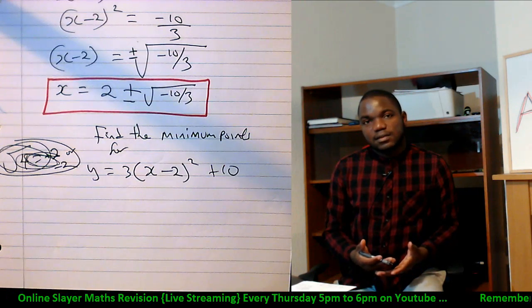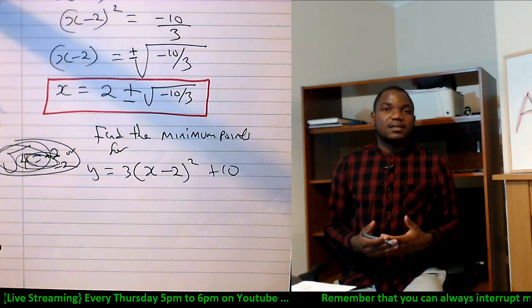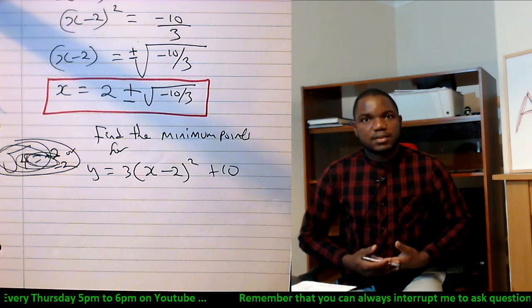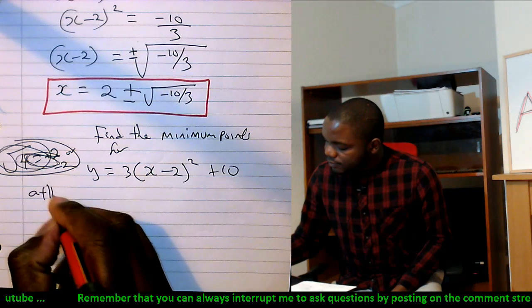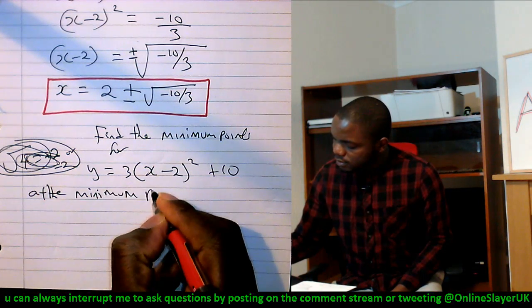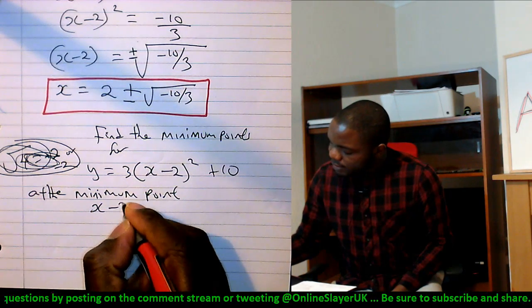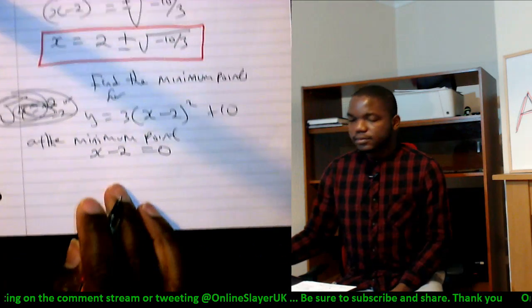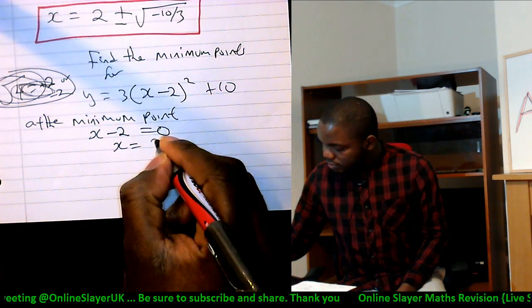Negative. Even minus 1 million squared is positive. The least you can get is 0 squared, which is 0. So at the minimum point, x minus 2 must be 0. Therefore, x is equal to 2.